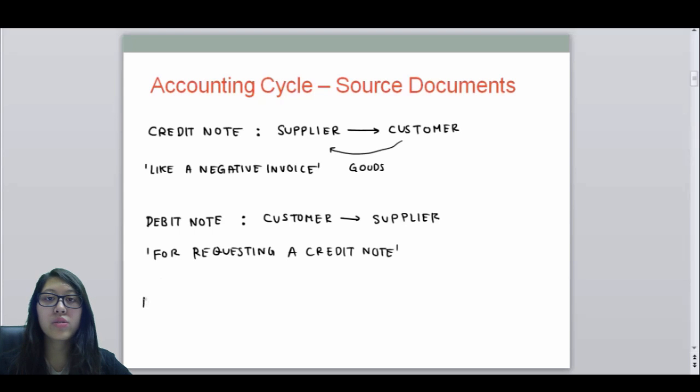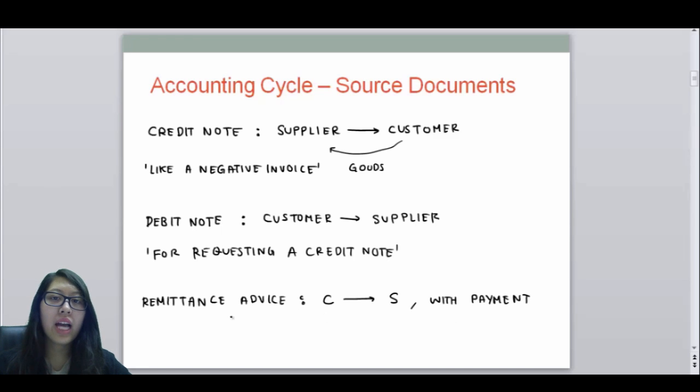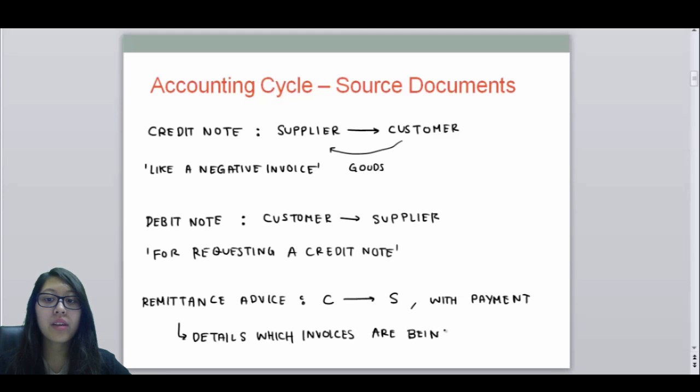Okay, one more source document that I want to discuss is something called the remittance advice. So what is a remittance advice? It is a document that is sent by the customer to the supplier, but its function is not like a debit note. Instead, a customer sends this along with their payment. At certain times where a customer is billed more than once and none of these bills are paid immediately, the customer may then decide to pay off all of these invoices at once. So the remittance advice details which invoices are being paid off.